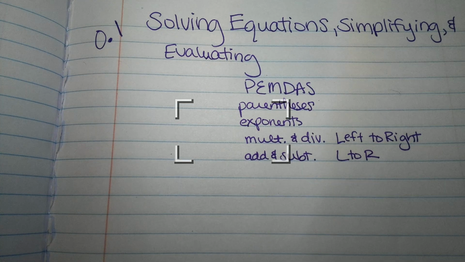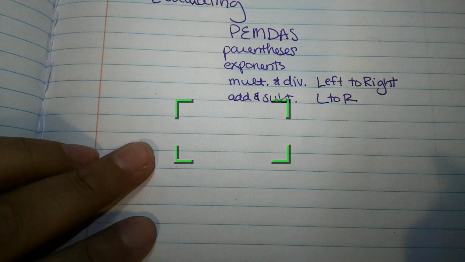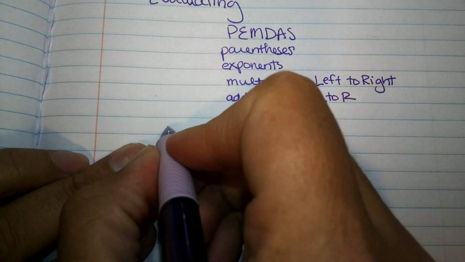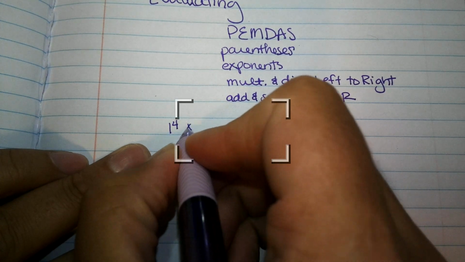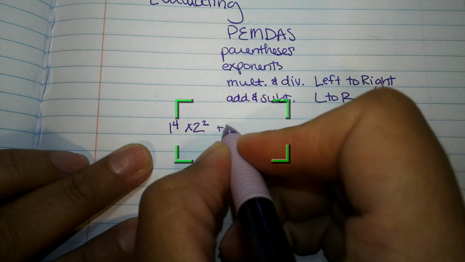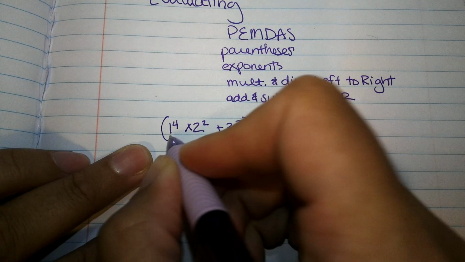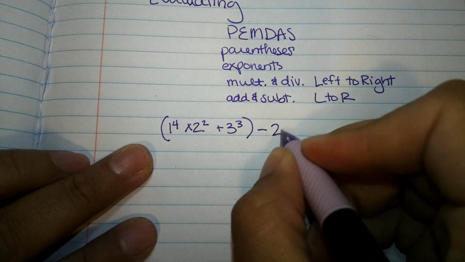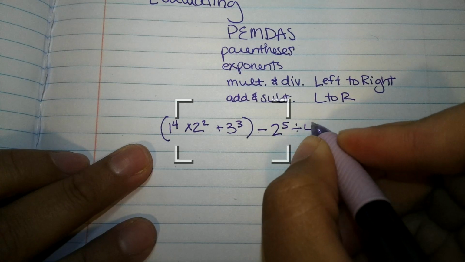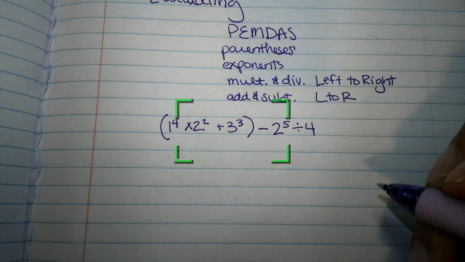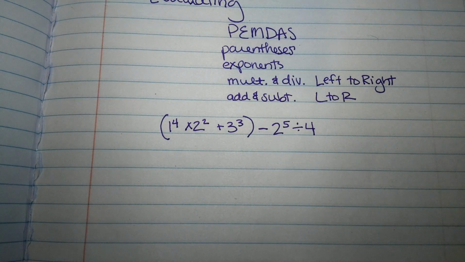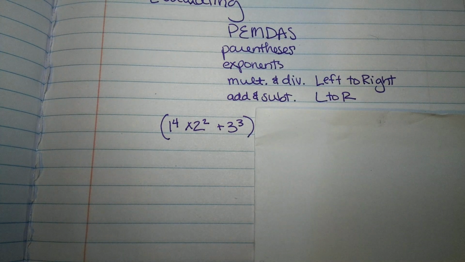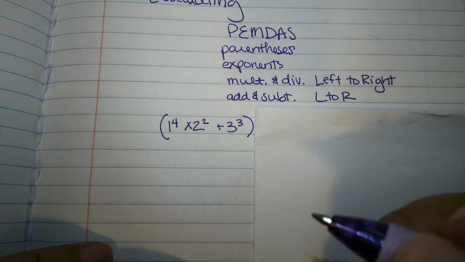Okay, hopefully that's a review. So our first problem, our only problem on the order of operations, we've got 1 to the 4th times 2 to the 2nd plus 3 to the 3rd. Let's throw that in parentheses, minus 2 to the 5th divided by 4. Okay, so if I look at parentheses first, that means I can cover up the stuff that's not in the parentheses. Now I look at that. There are no more parentheses inside the parentheses. I do have exponents, so I'm going to take care of the exponents.